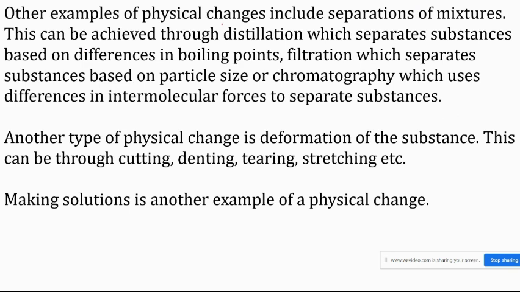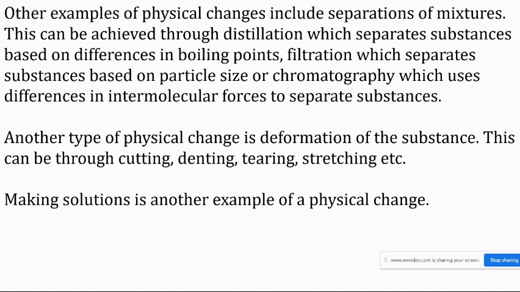All right. Other examples of physical changes include separations of mixtures. We talked about that as far as chromatography. We talked about filtration. We've talked about changes in boiling points and how they use that for fractional distillation in refineries, right? Didn't I talk to you guys about refineries and how those work? Okay.